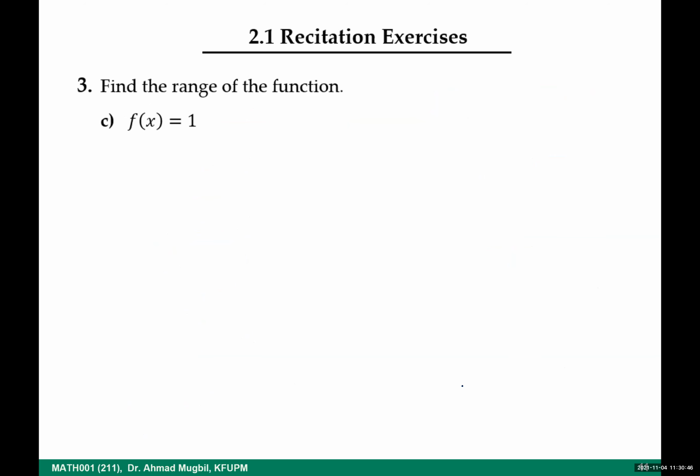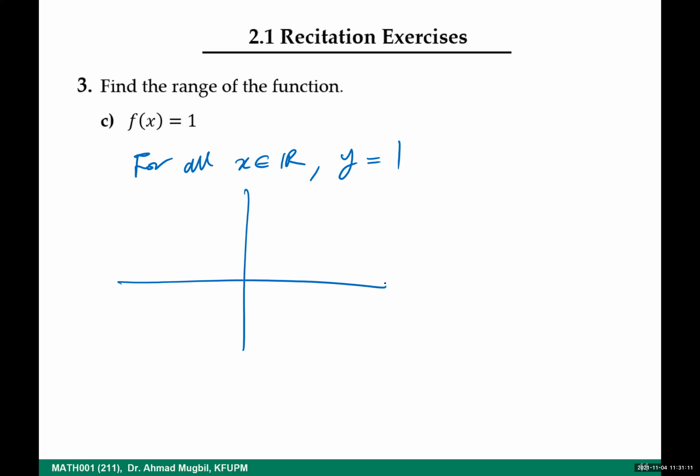Let's move to another function. Find the range of this function. What is the range? 1. Obvious. So the range here is kind of strange. It is only 1. For whatever x is, for all x belonging to R, y equals what? 1. If you remember the graph of this function, it is a constant. This is a constant function.